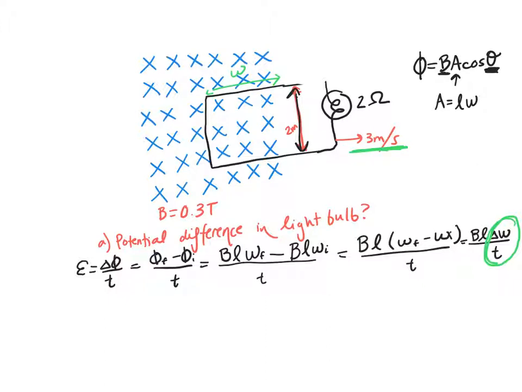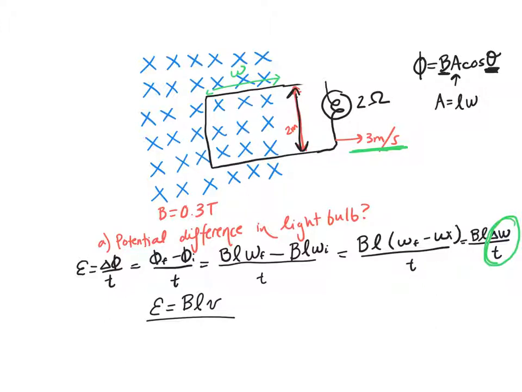So what does that mean? This whole fancy, disturbing equation basically comes down to BLV, where V is the speed you're pulling it out at. So in other words, you can actually just memorize this for these kind of problems. So that's the short answer.